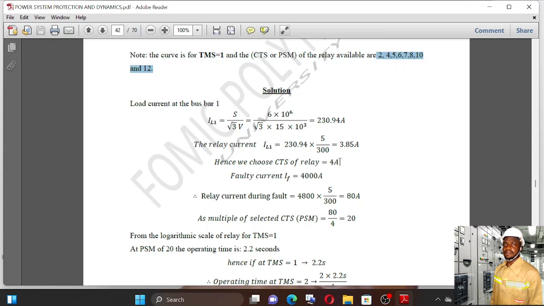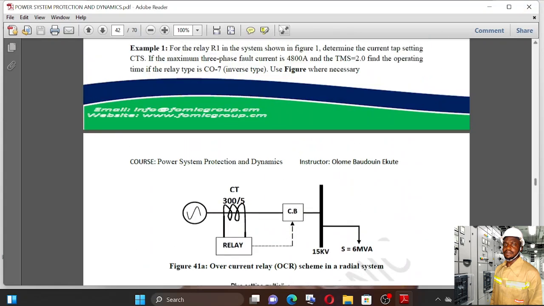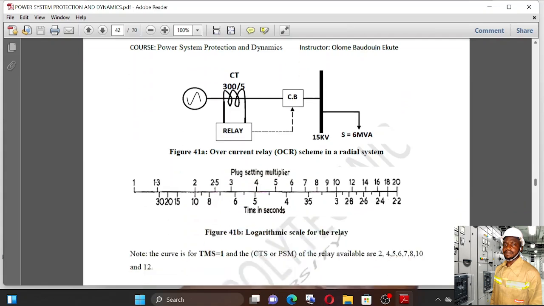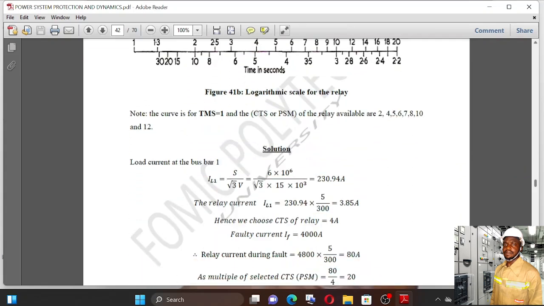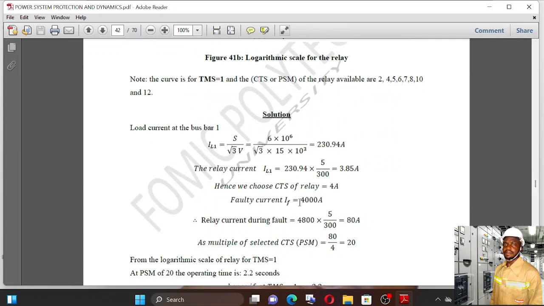Now we have the faulty current. The faulty current normally was given as 4800 ampere here. So we need to set the relay based on that faulty current. If you have a current of 4,800, please, there's a mistake here, not 4,000, 4,800. But here it is correct down here.